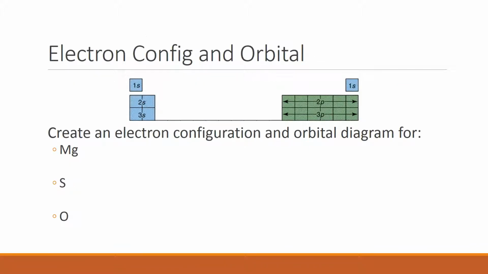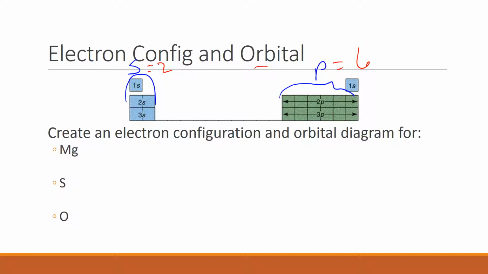Okay, so let's do some of these together. First off, you remember from the previous thing, this is the S block, and this is the P block. S can hold 2 electrons, and P can hold 6, because S has 1 suborbital, and P has 3 suborbitals, which can hold 2 electrons each, for a total of 6. I've found it's easiest for me to write the electron configuration before I draw the orbital diagram. So let's start with that.